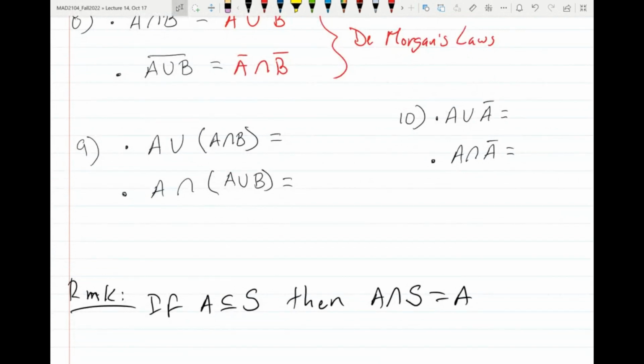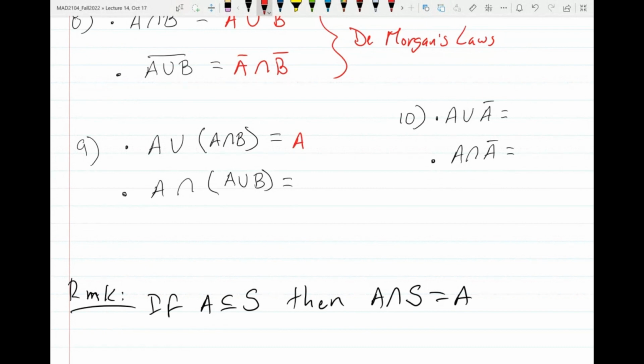All right, now number 9 is a little bit more interesting to see. What do you think this is? This is like one of those absorption laws kind of thing. So what would this be equal to? A intersection B, in particular, is a subset of A. So if you do A union something that's a subset of itself, what do you get? That's just A. That's exactly what we did above, right?